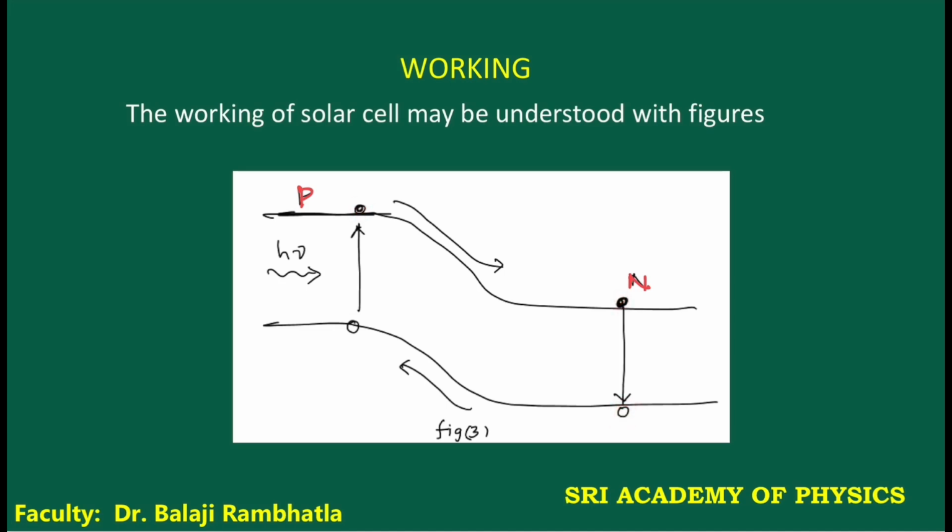Now what happens? The holes in the N region are moving towards the P region. The electrons in the P region are moving towards the N region. And here there is some current.